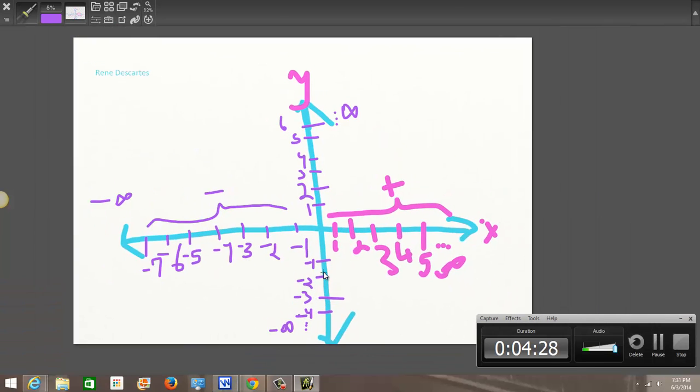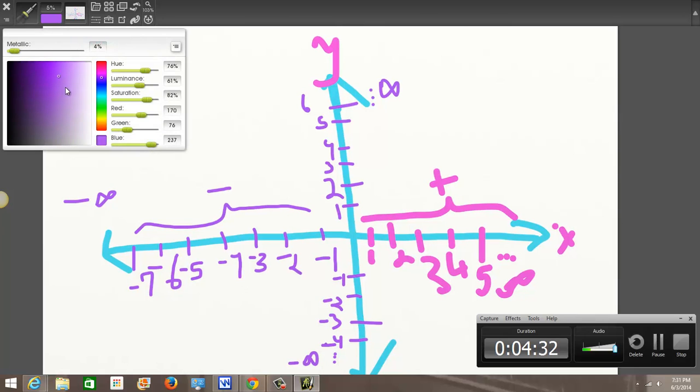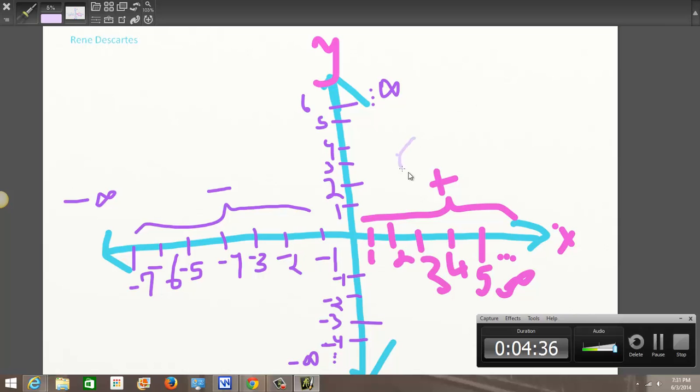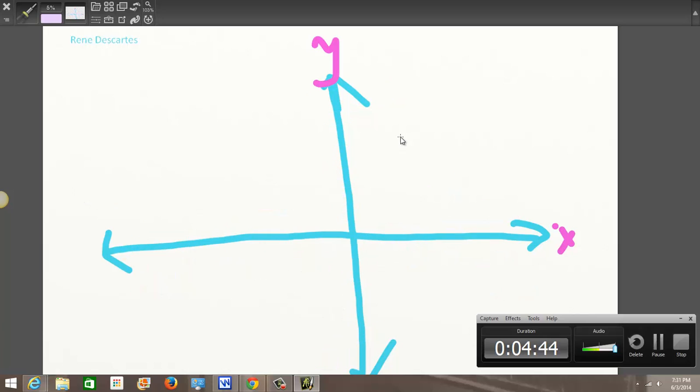In the coordinate plane, we have four quadrants, as we call them. Let me erase all this so it looks much neater. This is the first quadrant. You call this quadrant 1, quadrant 2, quadrant 3, and lastly quadrant 4.